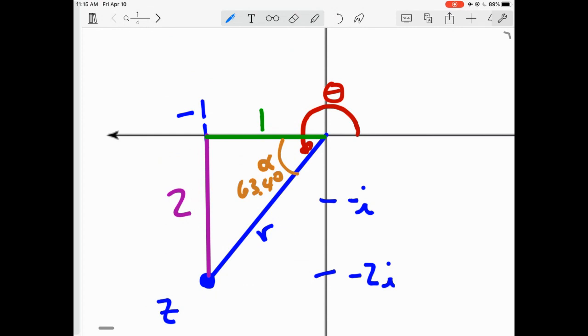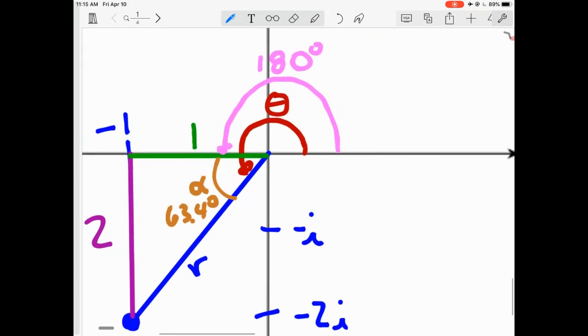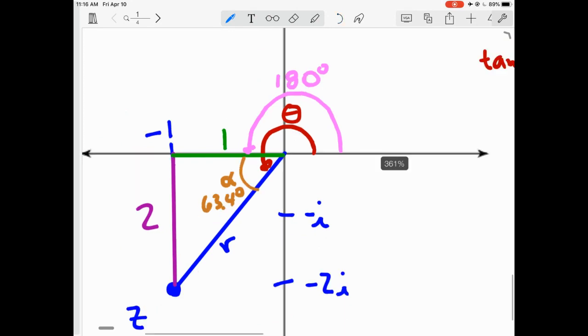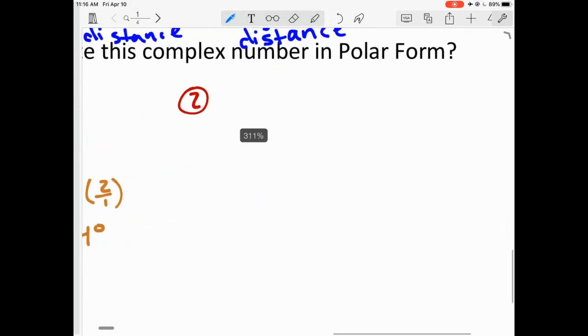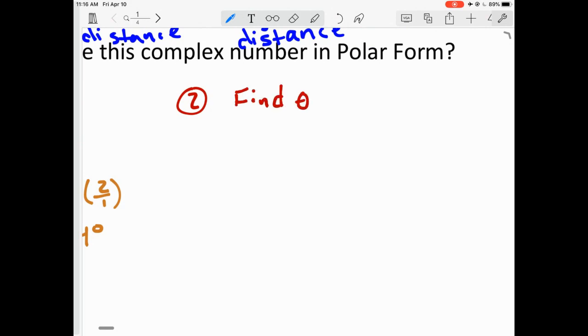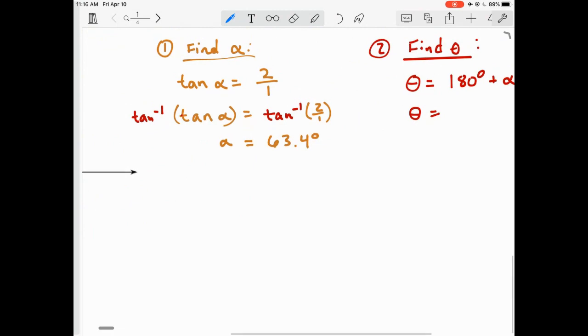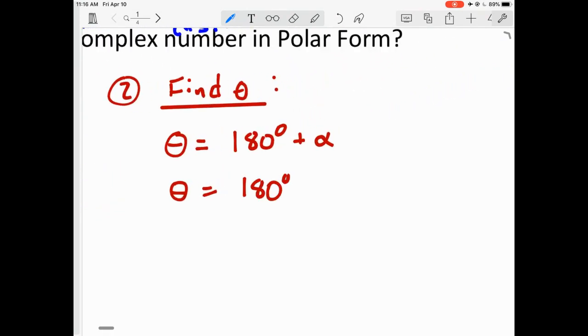As I mentioned, theta is a little more than 180 degrees. We know halfway around is 180. So to find theta, we know that it would be 180 degrees plus alpha in order to get to theta. So our next step to find theta should be equal to 180 degrees plus alpha. We just found alpha. That was 63.4 degrees. So theta would be 180 degrees plus 63.4 degrees. Therefore, theta is 243.4 degrees.